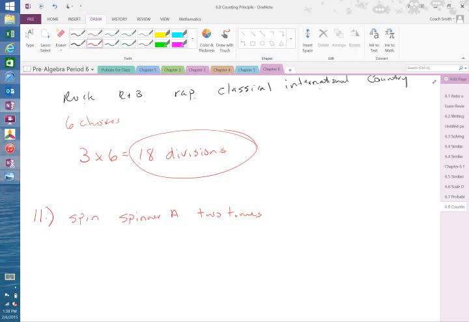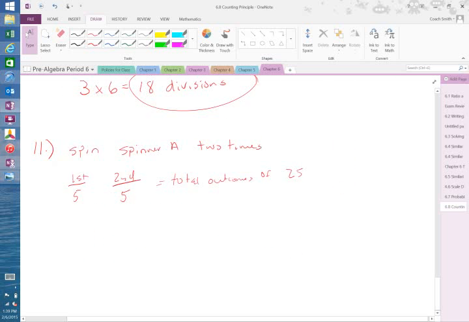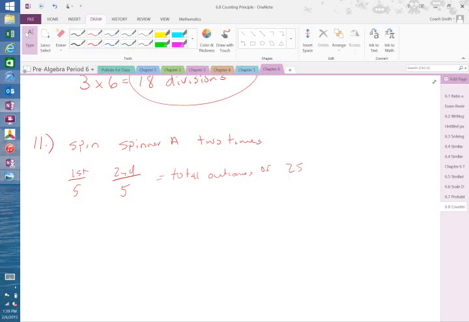If you look, spinner A has 5 numbers on it, and each of the sections is divided into an equal part. So I have 5 sections. I'm going to spin the first time, and I got 5 numbers that could come up. I'm going to spin it the second time, and I have 5 more. The same 5 numbers could come up. So this is equal to the total outcomes of 25.